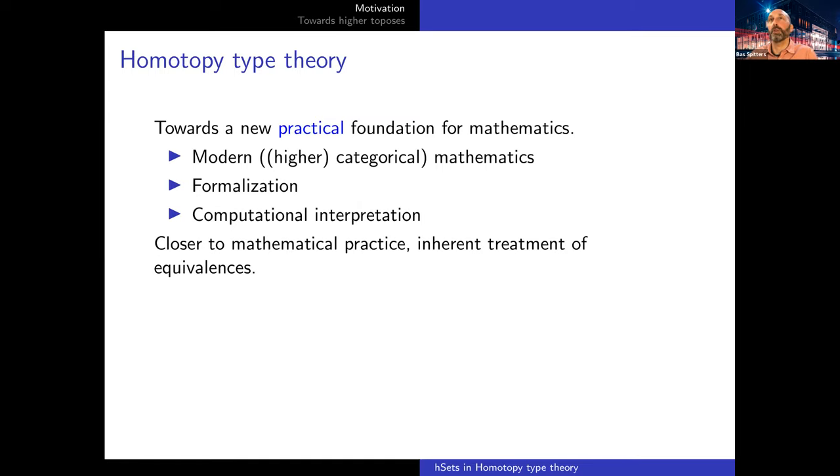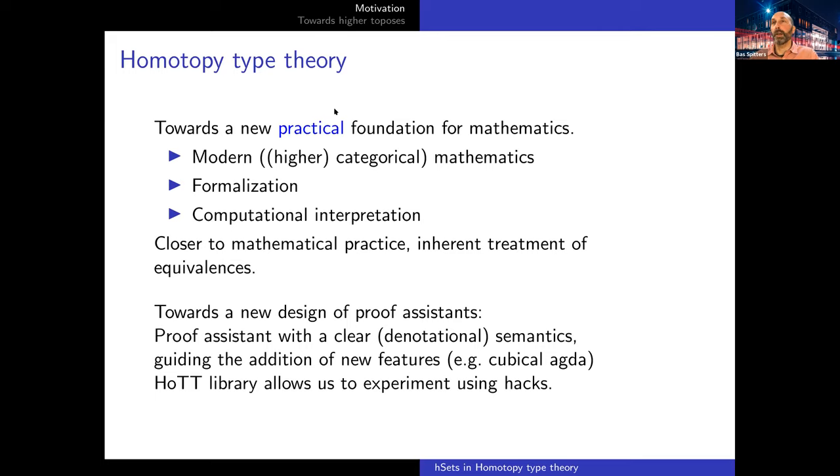So it's a modern categorical structural presentation of mathematics. It's even higher categorical. It's geared towards formalization of mathematics, and it has the computational interpretation, which, coming from type theory, we all know is important. It's much closer to mathematical practice, and it has an inherent treatment of equivalences. HoTT also helps us to design new proof assistants, and we'll see more about this later on in Anders' talk, for example, when we're looking at cubical Agda.